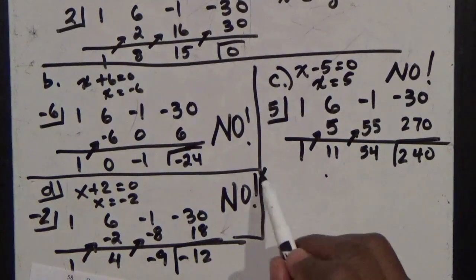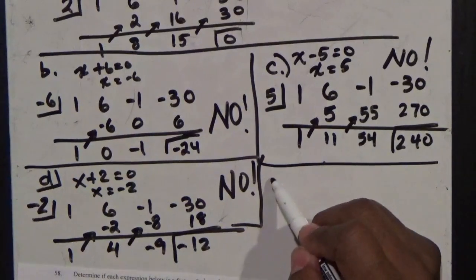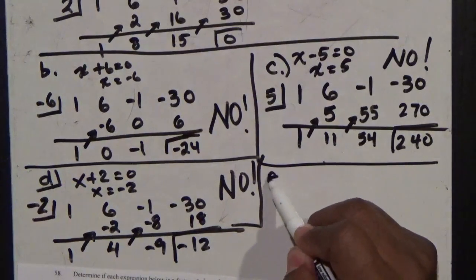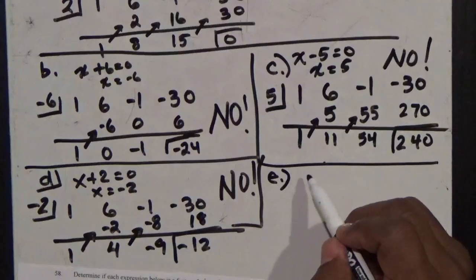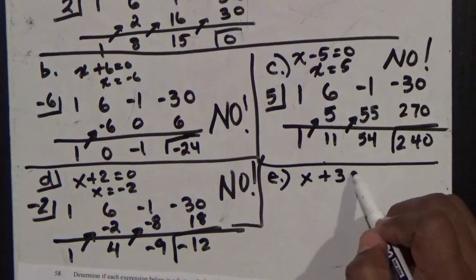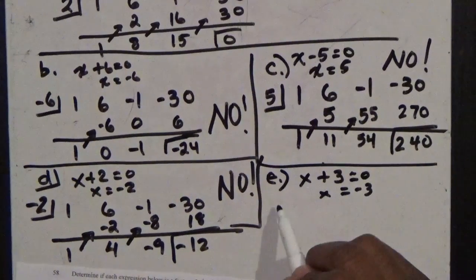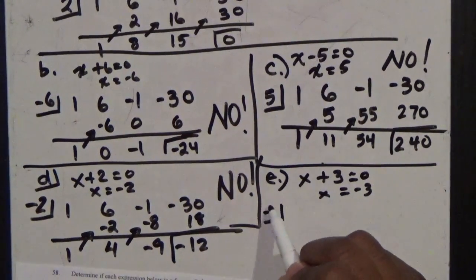All right, let's keep going. Letter E is x plus 3. I'm going to set it equal to 0. That's going to give me x is equal to negative 3. So my 0 is negative 3.